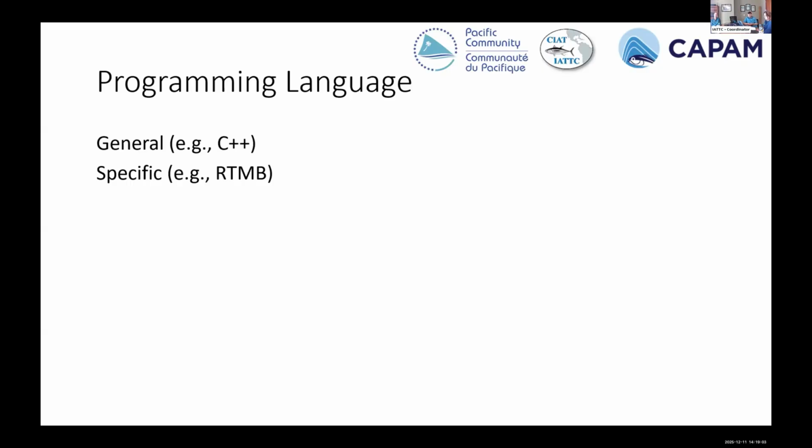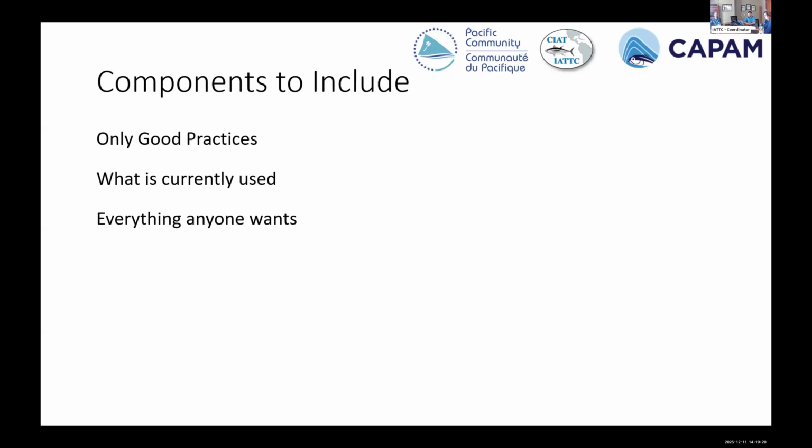For TMB, you're basically writing the models in C++, such as Gadget 3, for example. But for RTMB, you're basically just writing the entire code base in R. So that's an important distinction there. And I think that's it.